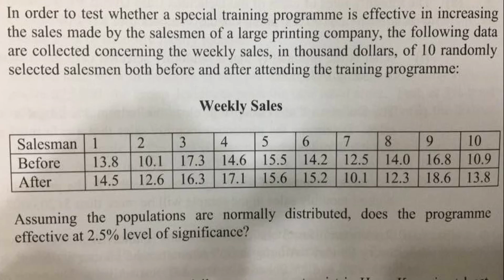I'm going to present mock 4 question 4C. In order to test whether a special training program is effective in increasing the sales made by the salesmen of a large printing company, the following data are collected concerning the weekly sales in $1,000 of 10 randomly selected salesmen both before and after attending the training program. Assuming the populations are normally distributed, is the program effective at 2.5% level of significance?